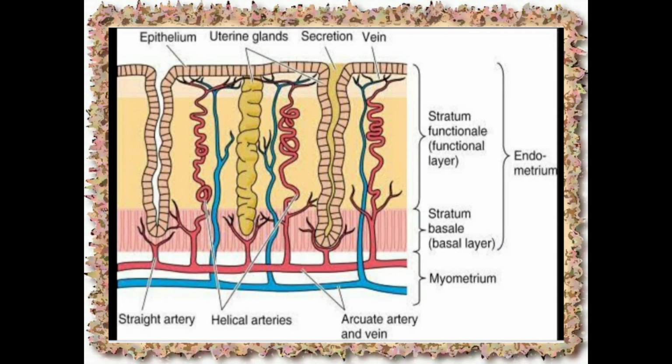See this picture: myometrium, then you have the endometrium, and then the uterine cavity. Towards the myometrium is the stratum basale, and then you have the stratum functionale. The stratum functionale will be sloughed off once in a month and it will be regenerated.